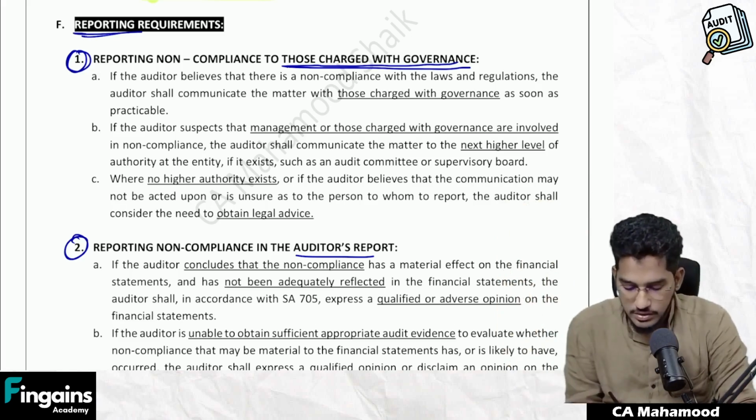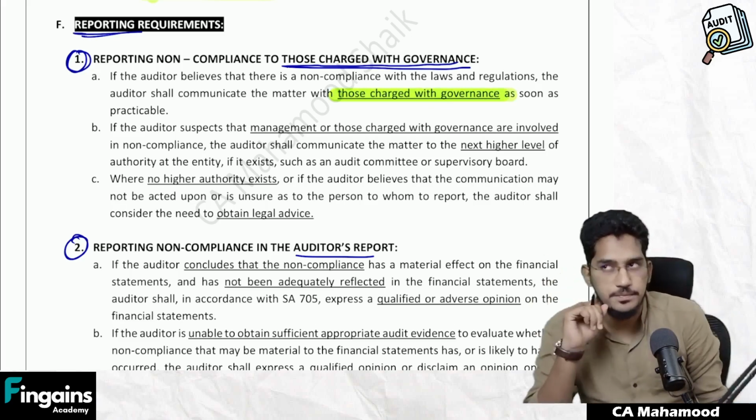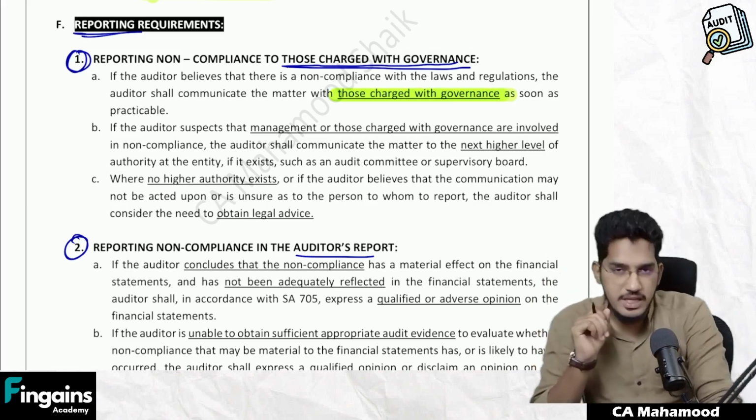So that's what they say here. If the auditor believes that there is a non-compliance with the laws and regulations, the auditor shall communicate the matter with those charged with governance, the top level management, as soon as practicable. See, but here there is a catch.